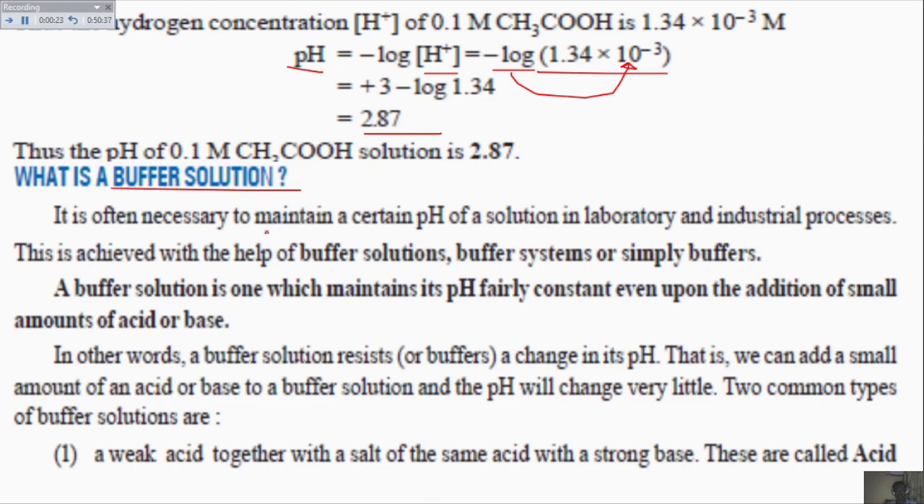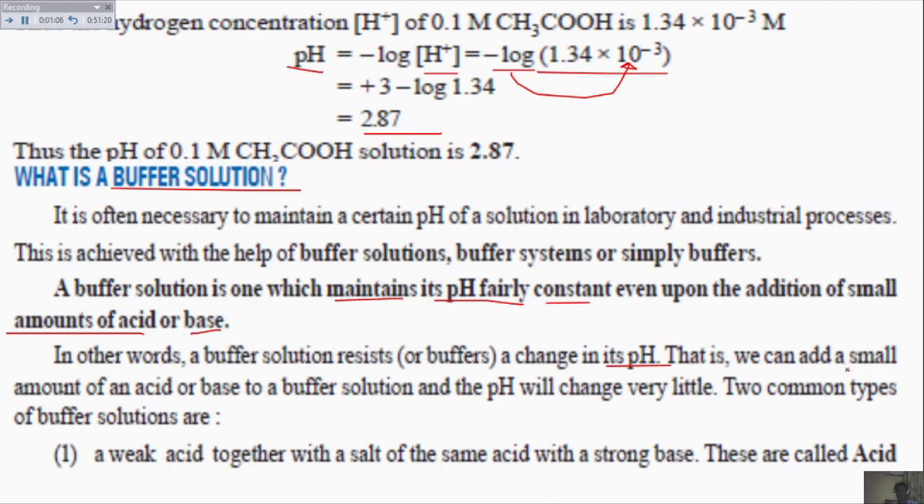Now, what is a buffer solution? We quickly need to talk about buffer solutions. It is often necessary to maintain a certain pH of the solution in laboratory and industrial processes. These are achieved with the help of buffer solutions, or buffer systems, or simply buffers. A buffer solution is one which maintains its pH fairly constant even upon addition of a small amount of acid or base. In other words, a buffer solution resists a change in its pH.